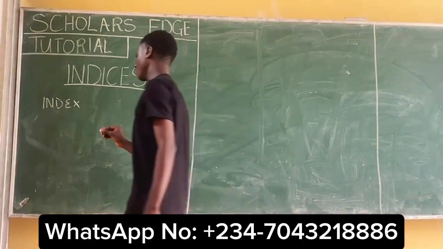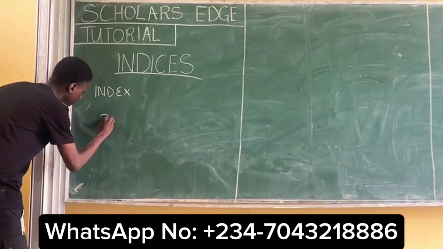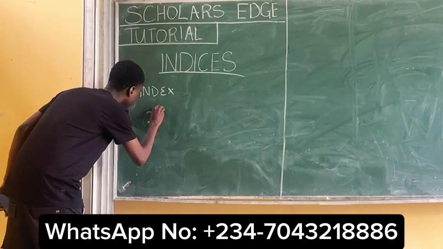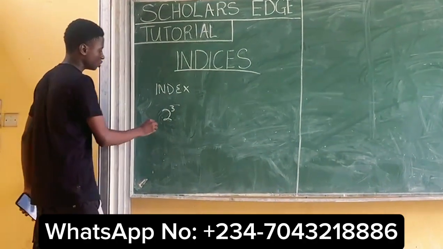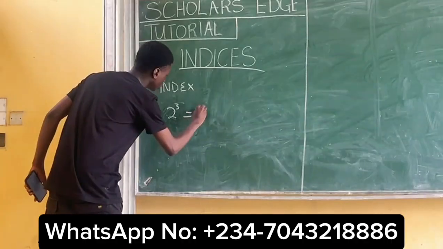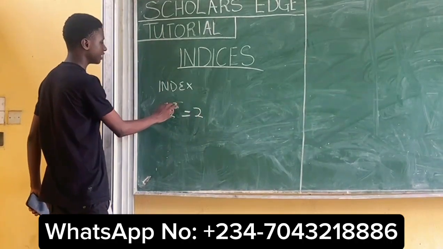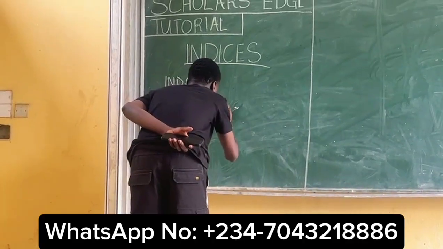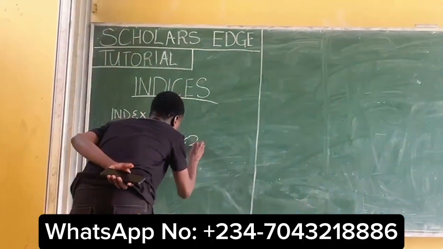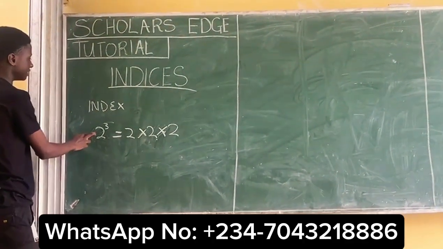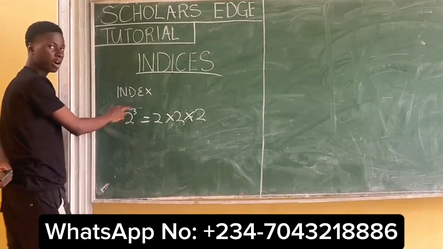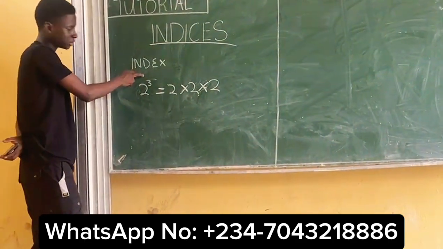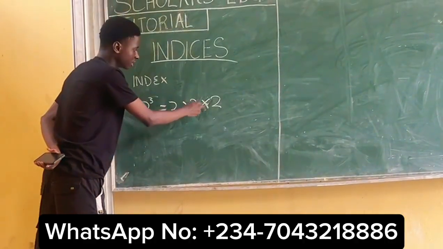For example, we have 2 to the power of 3. This tells us that 2 is multiplying itself 3 times: 2 times 2 times 2. So this is the index form. 2 to the power of 3 is telling us that 2 is multiplying itself 3 times, which is 2 times 2 times 2.